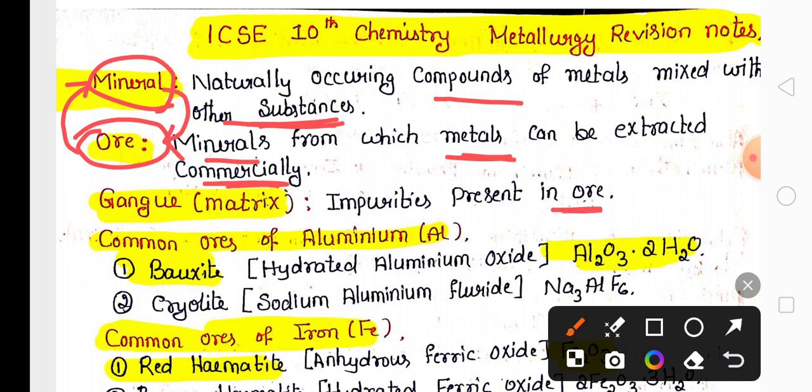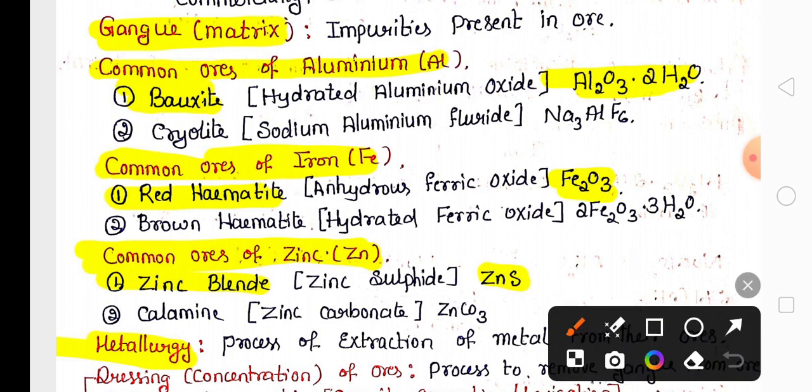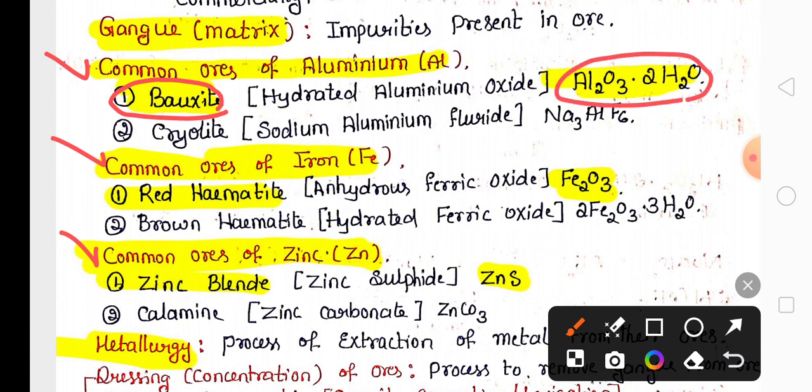And in the ore you can find some impurities. Those impurities are called gangue or matrix. So in the syllabus we need to discuss or remember the common ores of aluminium, iron and zinc. The common ores of aluminium are bauxite. This is the main chief ore of aluminium. Formula is Al2O3.2H2O and chemical name is hydrated aluminium oxide.